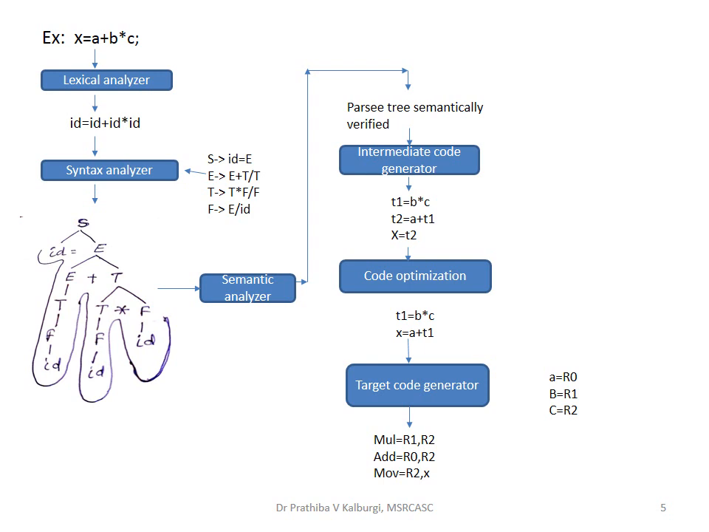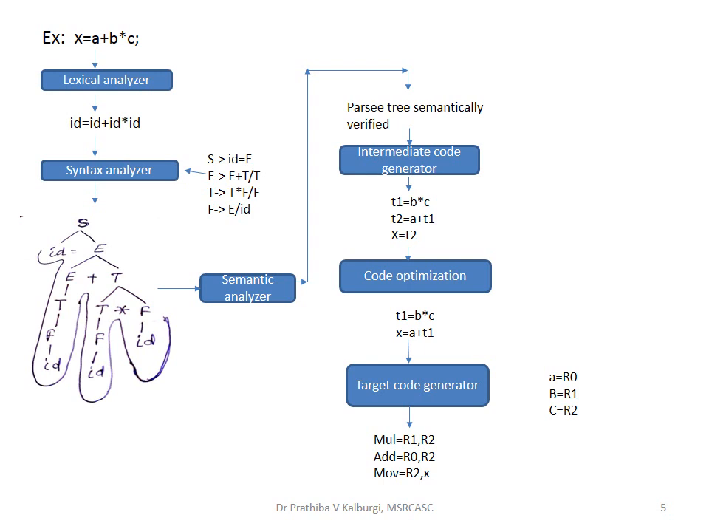So the last phase, the target code generator, is going to generate the code. For example, here we have three instructions. One is multiplication, specified as MUL R1, R2, then ADD R0, R2, and then MOV R2, X. So this is nothing but the complete phases of the compiler.